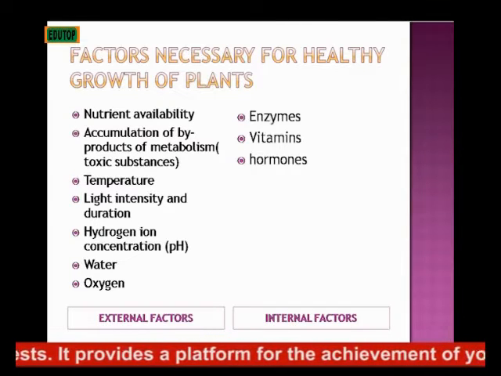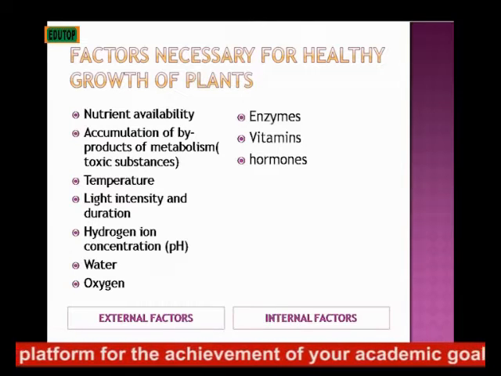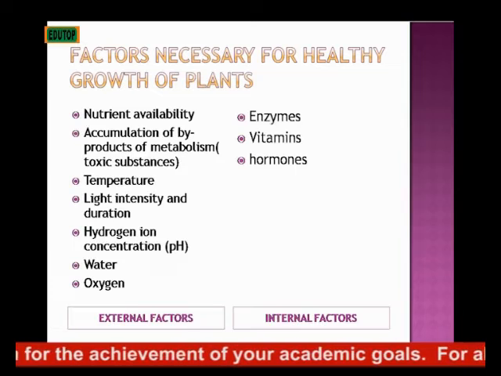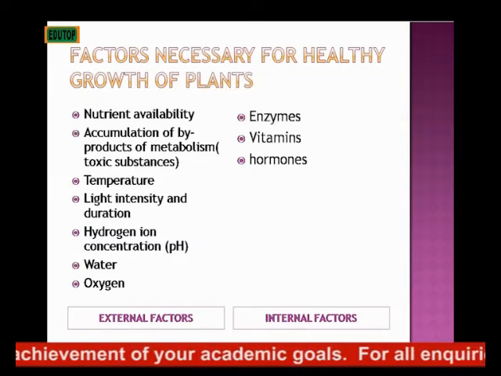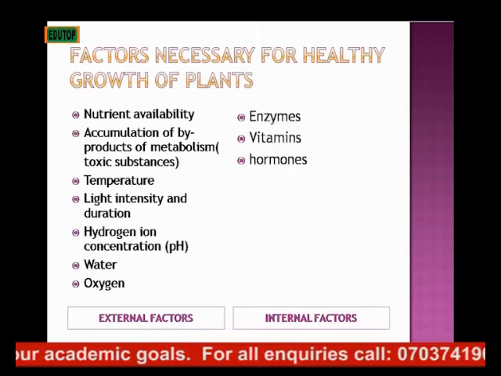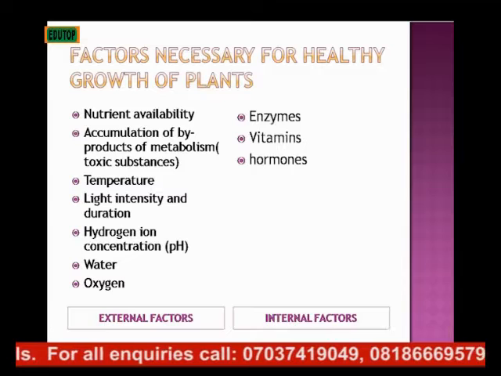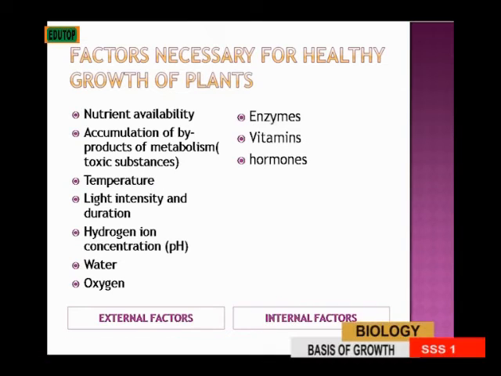When sufficient nutrients are available in the soil for the plant to grow, it will be very healthy. But when there is deficiency of nutrients, the plant becomes stunted, or it becomes yellowish, and the leaves begin to fall off, and before you know it, the plant is gone. So nutrient availability is a very, very crucial factor for healthy growth of plants.